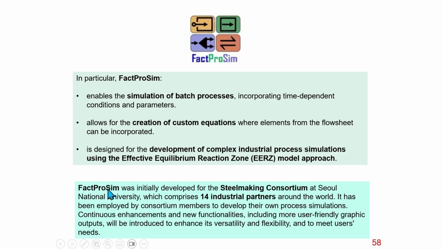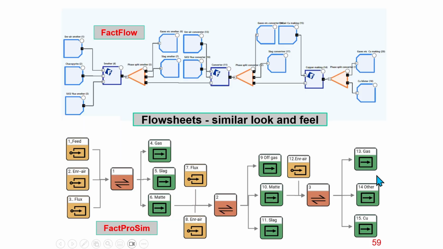But the important thing is that FactProSim was developed primarily for the steel making industry. There's a consortium of some 14 industrial partners. It is supported right now. It's continuing to be developed. And what they're trying to do is get more user-friendly graphical outputs, and they're working on that right now. So this is the FactProSim summary.